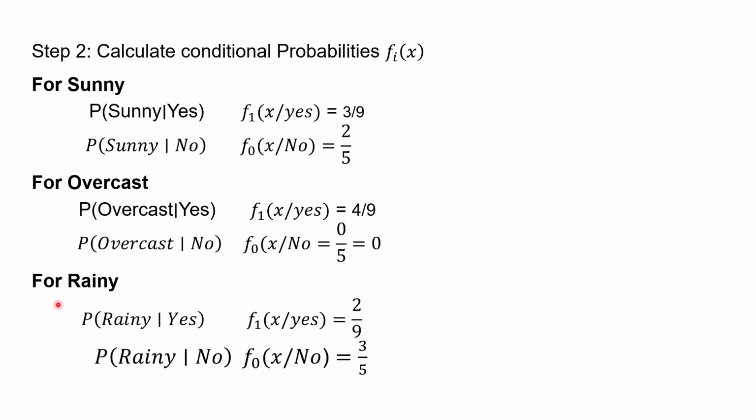And for the rainy case, P of rainy given yes, that is F1 of x given yes, is equal to 2 by 9, and P of rainy given no is nothing but F0 of x given no, which is equal to 3 by 5.